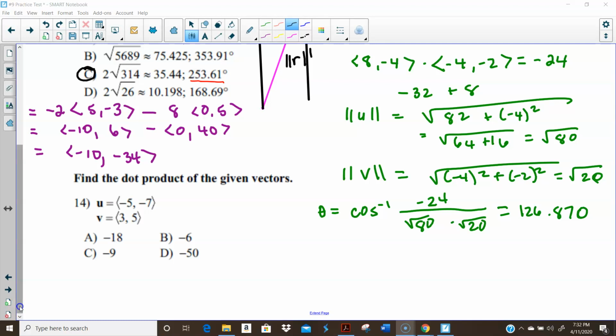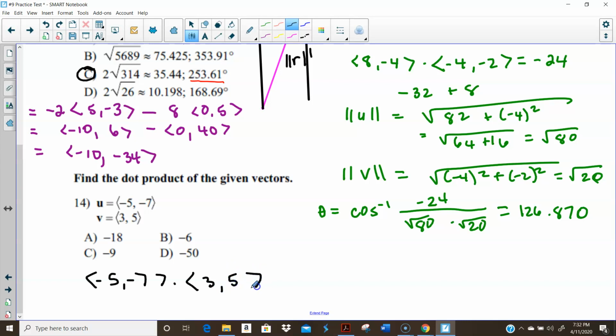Number 14, we're going to do the dot product, u dot v. This should be fairly easy. So u dot v is -5, -7 is the first vector, dot 3, 5.